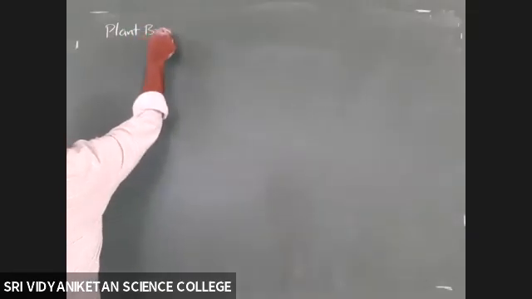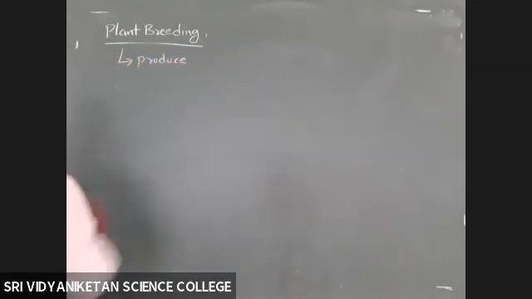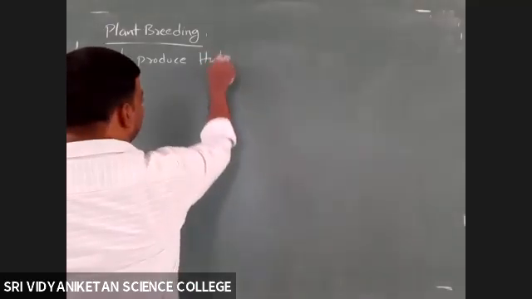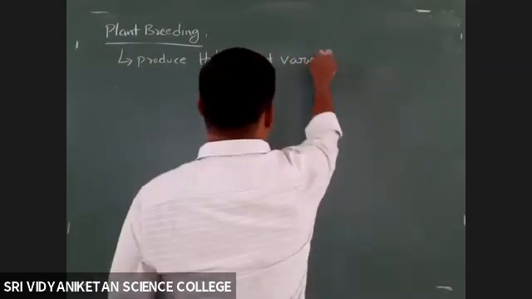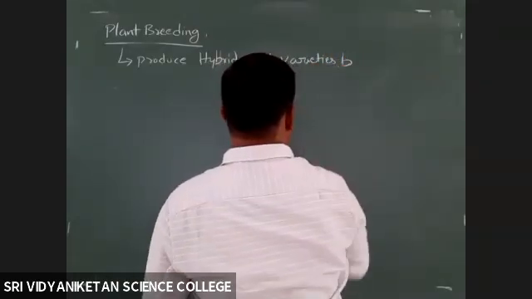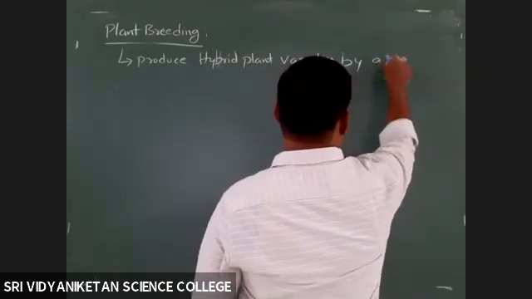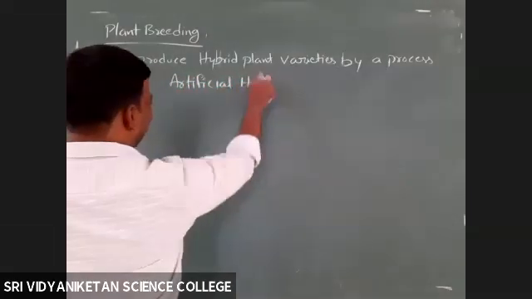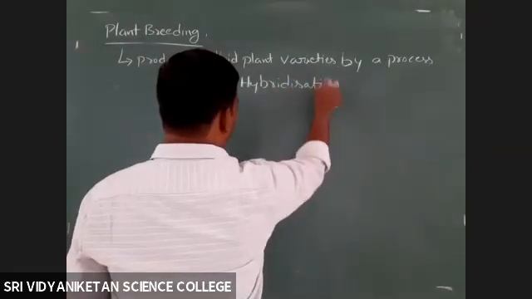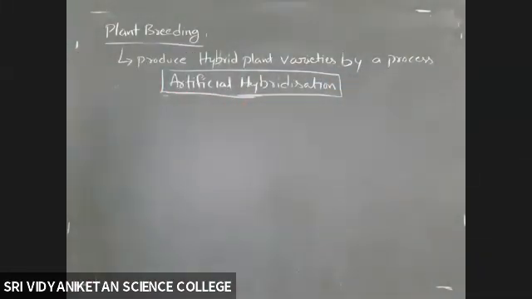So plant breeding is a technique. It produces hybrid plant varieties by a process called artificial hybridization.